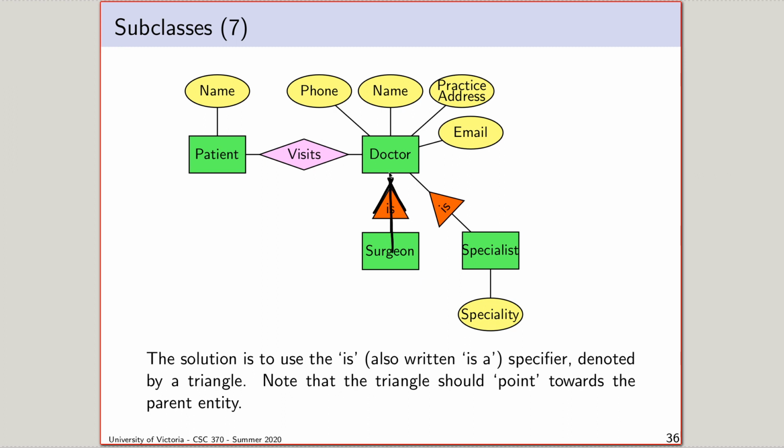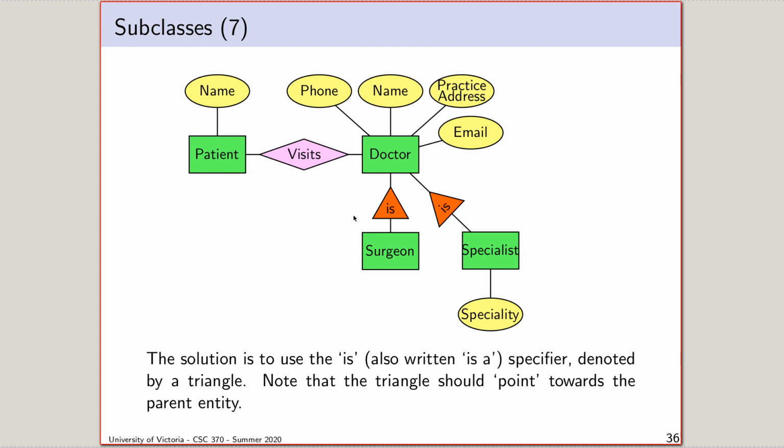So a surgeon is a doctor. A specialist is a doctor. And the is relationship, because it's so specialized, it's just defined to mean exactly what we expect by this. A surgeon is a doctor. Not every doctor is a surgeon. There could be no surgeons, but if you have a surgeon, they are a doctor.